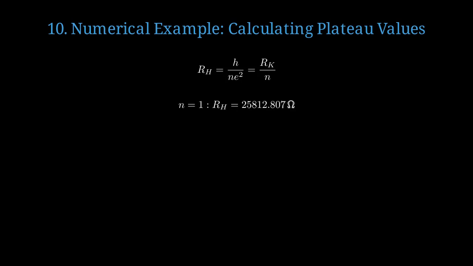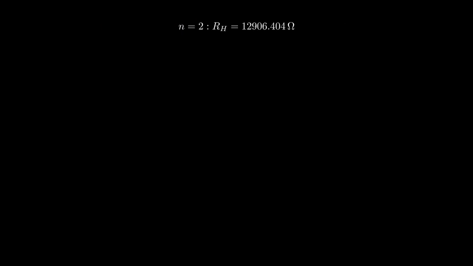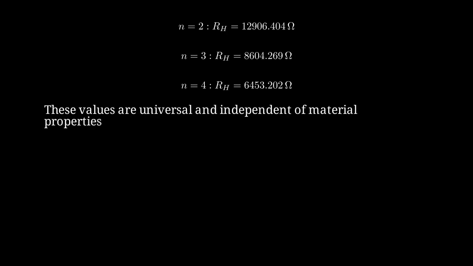For n equals 1, the Hall resistance is 25,812.807 ohms. For n equals 2, the resistance is 12,906.404 ohms. For n equals 3, the resistance is 8,604.269 ohms. For n equals 4, the resistance is 6,453.202 ohms. These resistance values are absolutely universal, independent of the material, sample size, or temperature, as long as the quantum Hall regime is maintained.